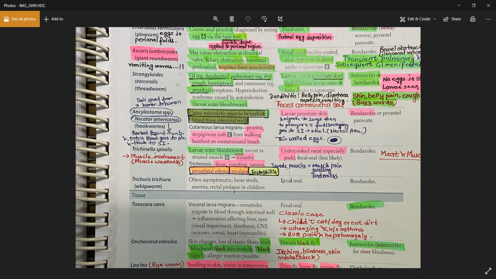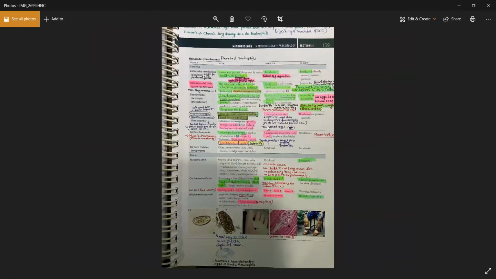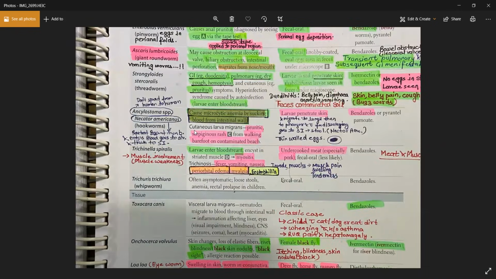So they will ask you what you will find on the stool examination. These are the larvae only, no eggs, while for any other nematode, you will find the eggs in the stool examination. Very important to remember the fact.